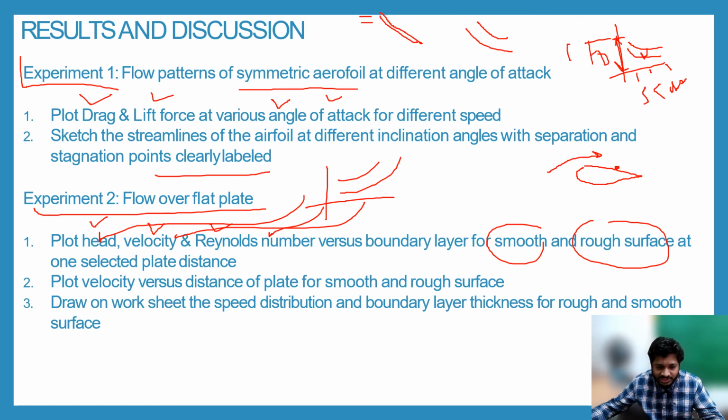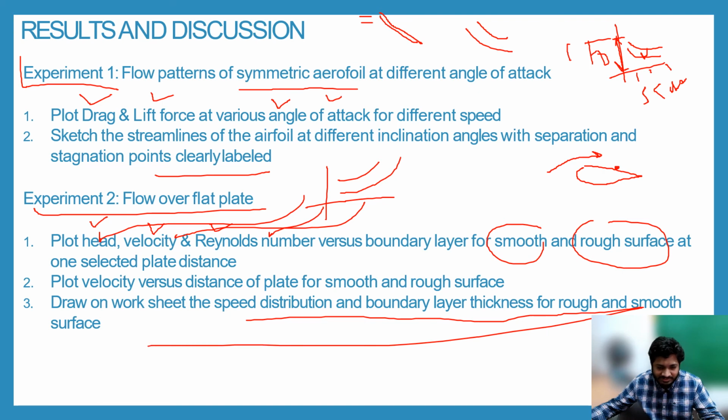Then draw on the worksheet the speed distribution and boundary layer thickness for smooth and rough surface. So in the lab sheet you have got your plate, so you have to basically draw the boundary layer. So this is all the results and discussion that you have to submit.